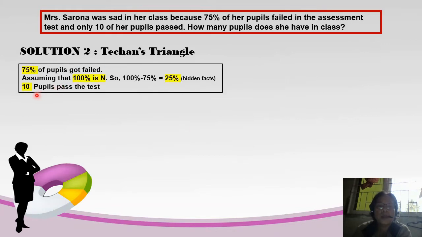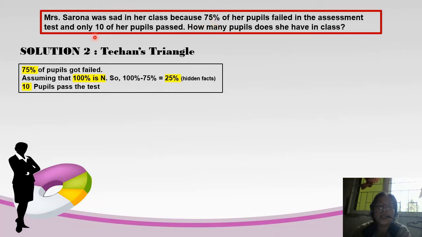Okay, noting the details, or the facts given from the problem. So we have 75% of pupils who failed, and then assuming that 100% is n, 100% minus 75% equals 25%. This 25% now is the hidden fact. We cannot see the 25% in the problem, rather 75% only.